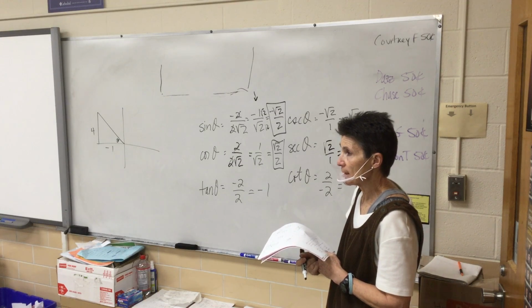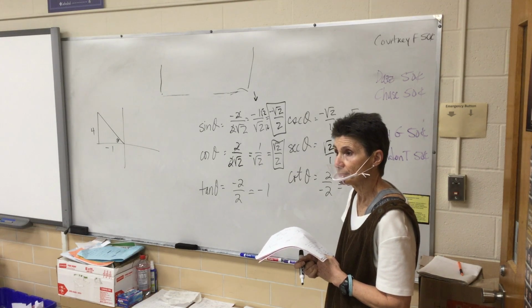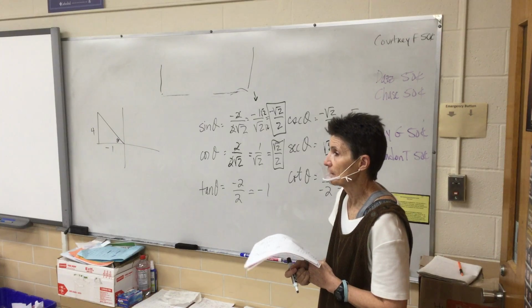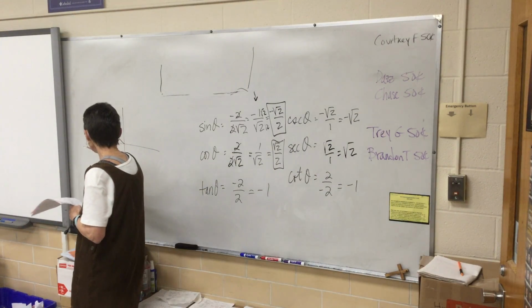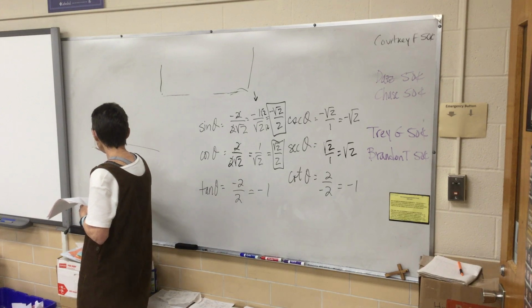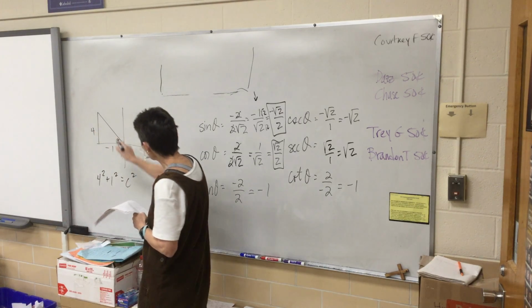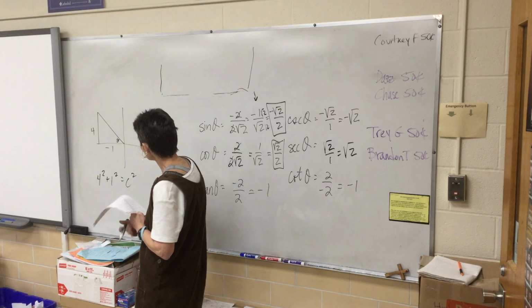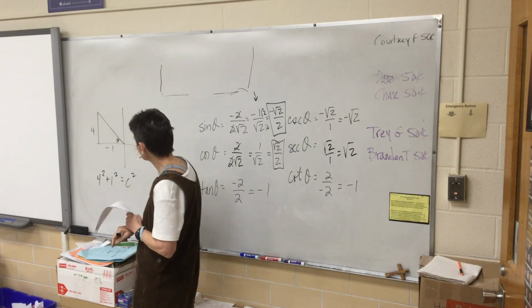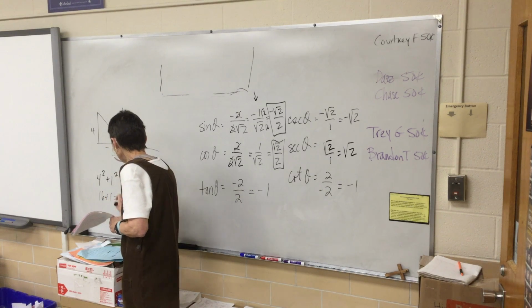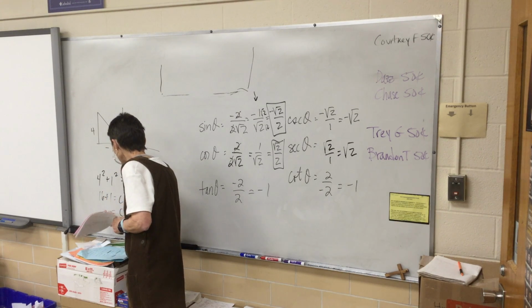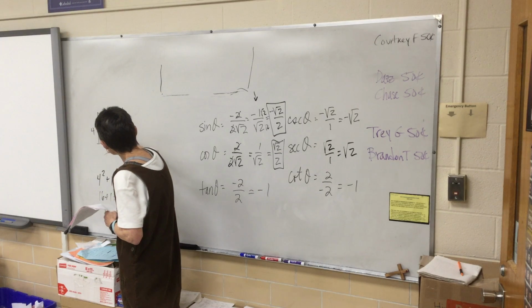Who knows what the first step has to be? Pythagorean theorem. So we're looking for our hypotenuse. So we'll say 4 squared plus 1 squared equals c squared. Our hypotenuse is always c, always the one that's over here. So it looks like 16 plus 1. Did you get root 17?